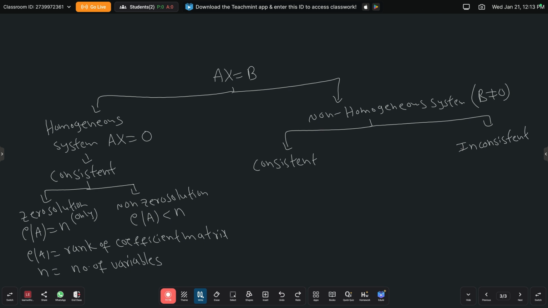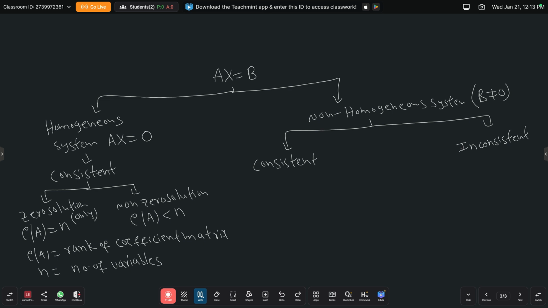If the system has a solution, then we say that the system is consistent. If the system does not have any solution, then we say that it is inconsistent. Now we will discuss the cases where the system of equations is consistent and where it is inconsistent. Okay, coming to the non-homogeneous system of equations.